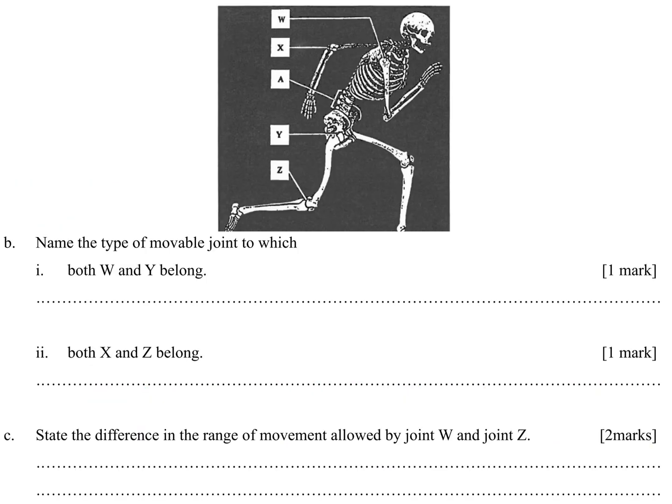Question B. Can you name the type of movable joint to which W and Y belong? Let's take a look at the joints W and Y. Are they a hinge joint or a ball and socket joint? The answer should be they are ball and socket joints. Can you explain why? Because these joints allow the movement in many planes.